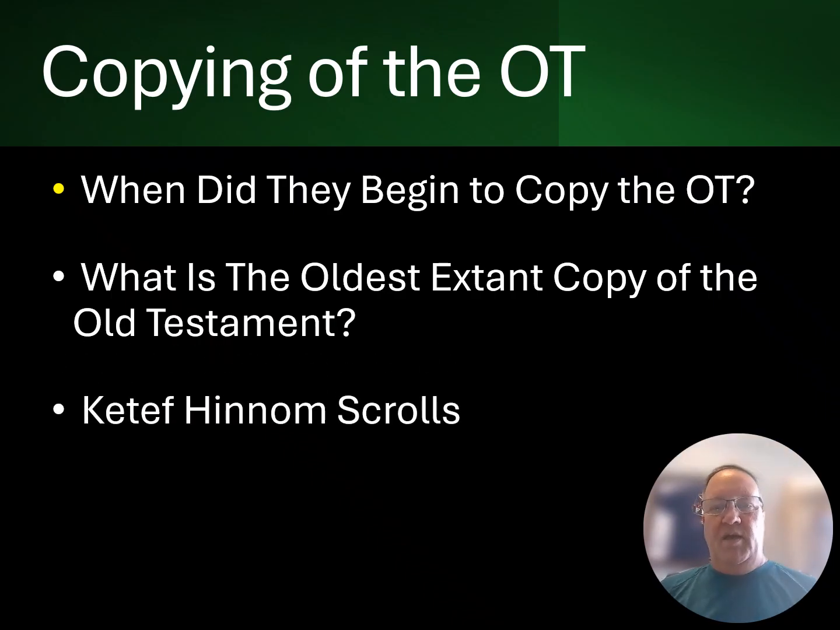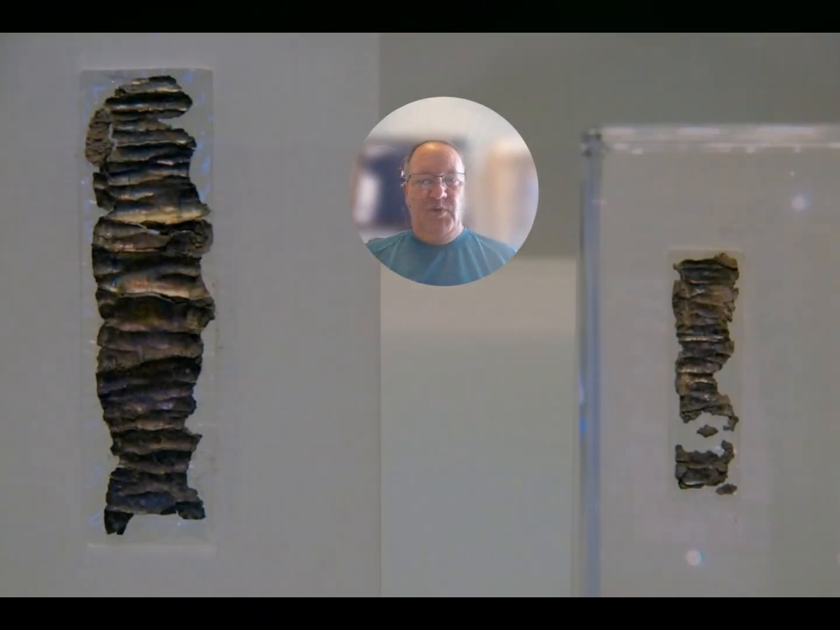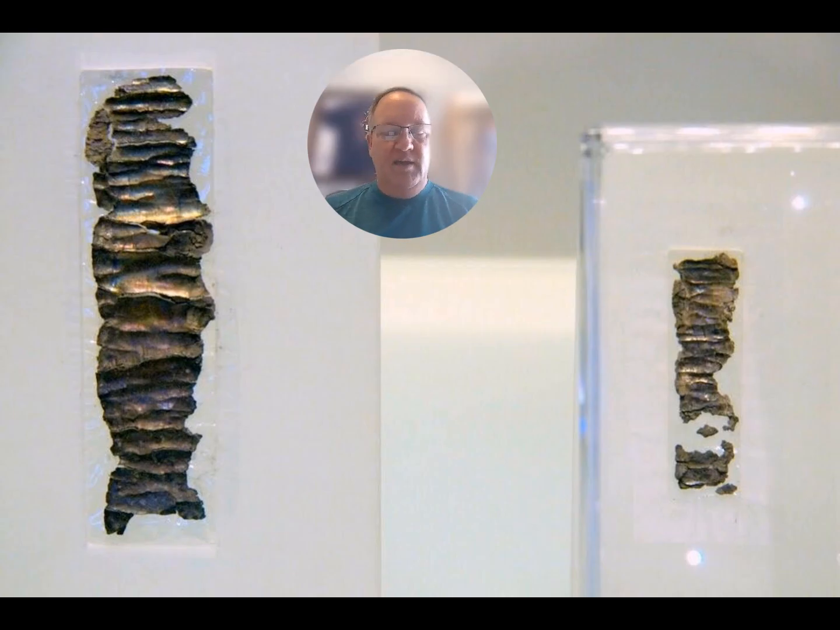So, in my research, the oldest extant copy of the Old Testament are a couple of scrolls known as the Ketef Hinnom scrolls. And this is what they look like. If you were to go see them today, they're very small. This is how they are displayed. And they're actually copies of the Old Testament, fragmentary copies made out of copper. So this is a copper material you're looking at.